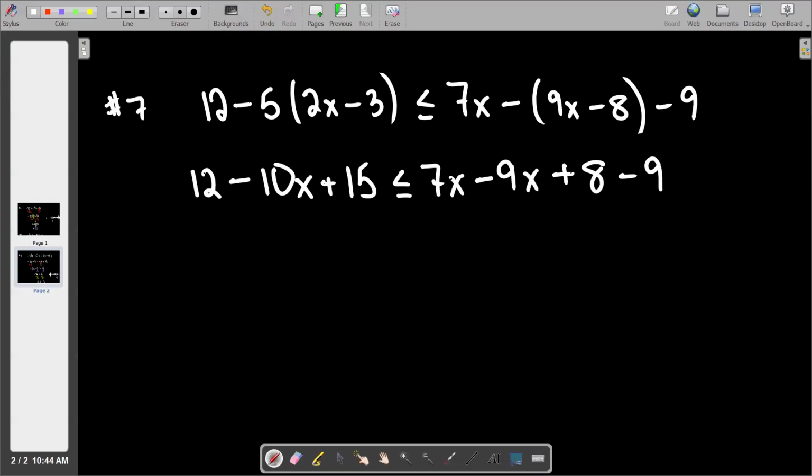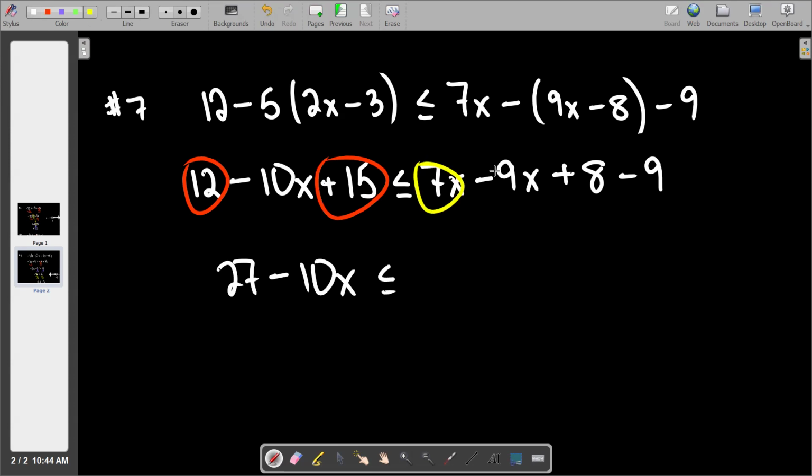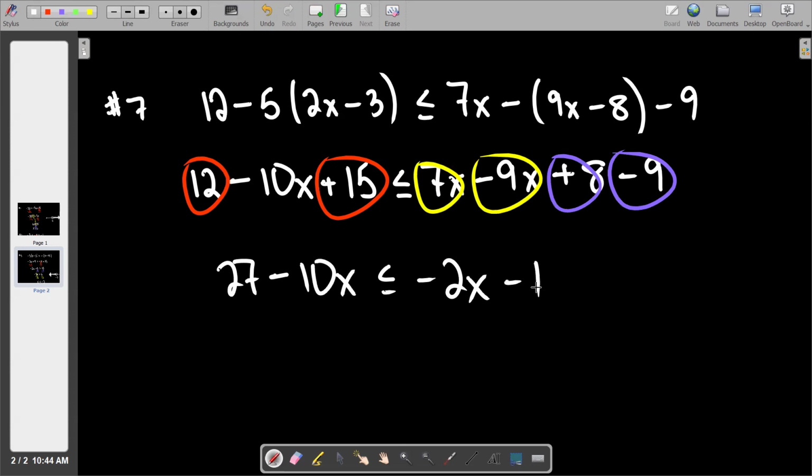So here we go. On the left-hand side, I see a 12 and a plus 15 that need to be put together to make 27, and then I'll copy down the minus 10x. On the right-hand side, I see a 7x and a minus 9x that need to go together to make negative 2x. And I also see an 8 and a minus 9 that go together to make minus 1. And of course, here we are at the crossroads where it's time to move some things to the left and other things to the right. So I'm going to add 2x to both sides.